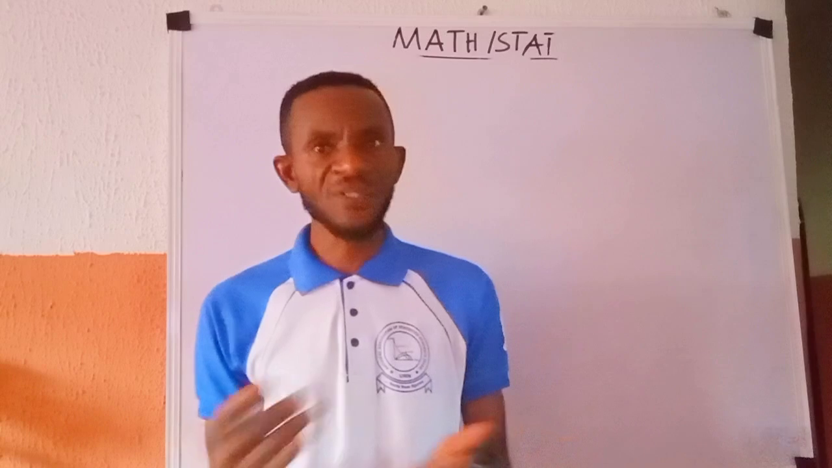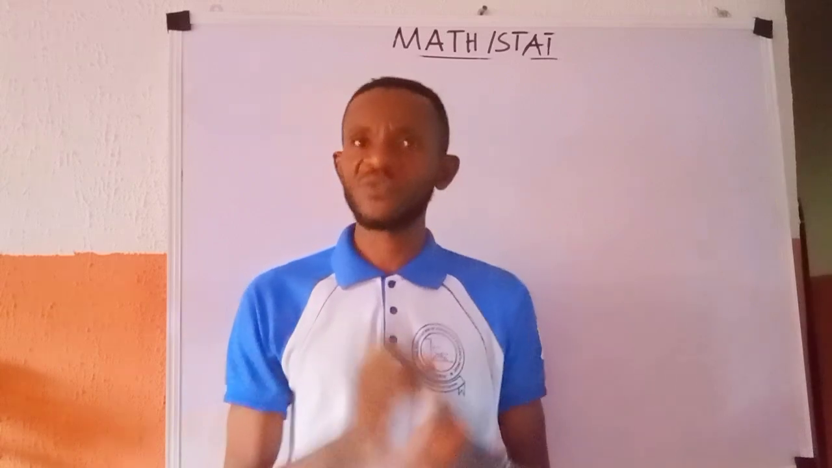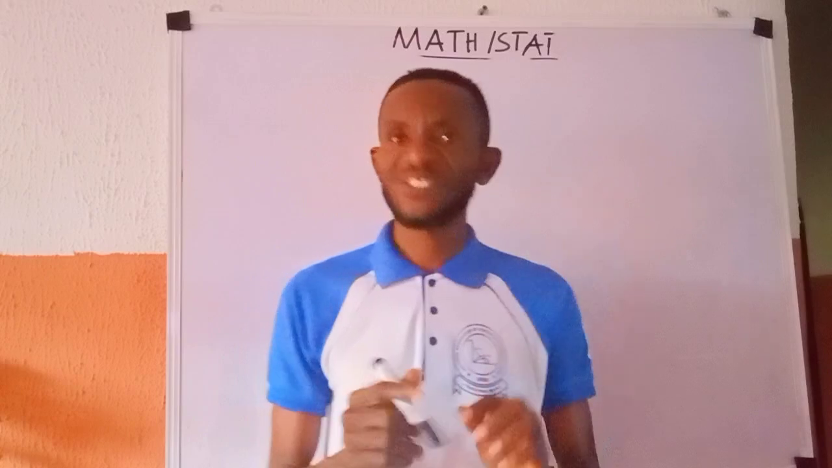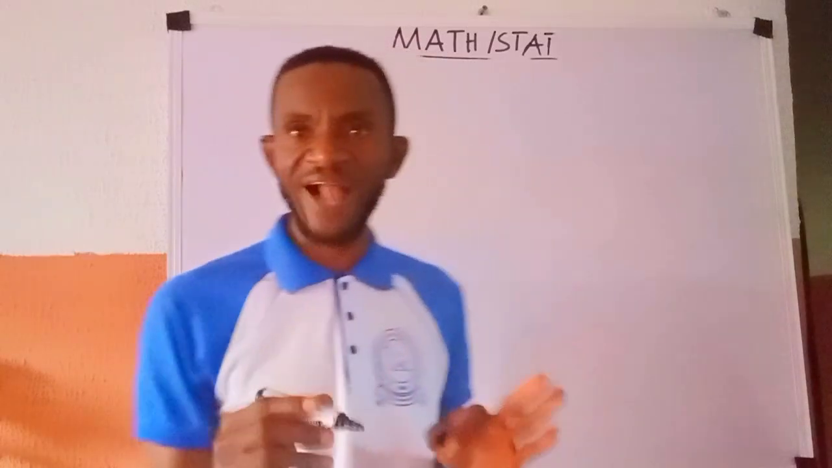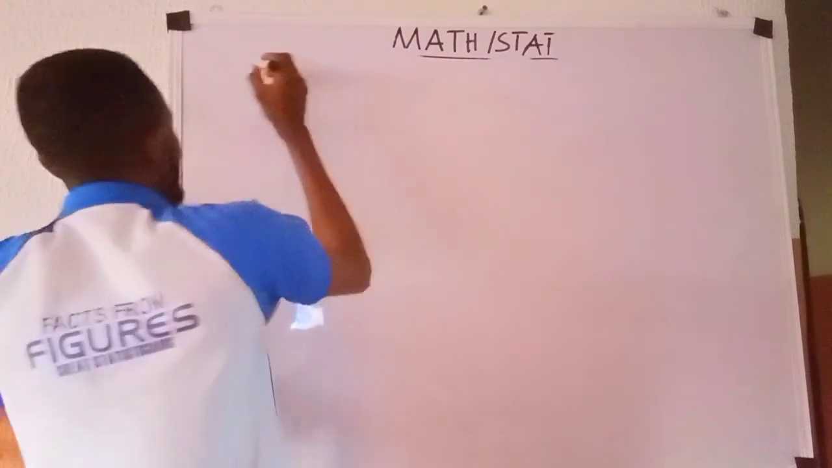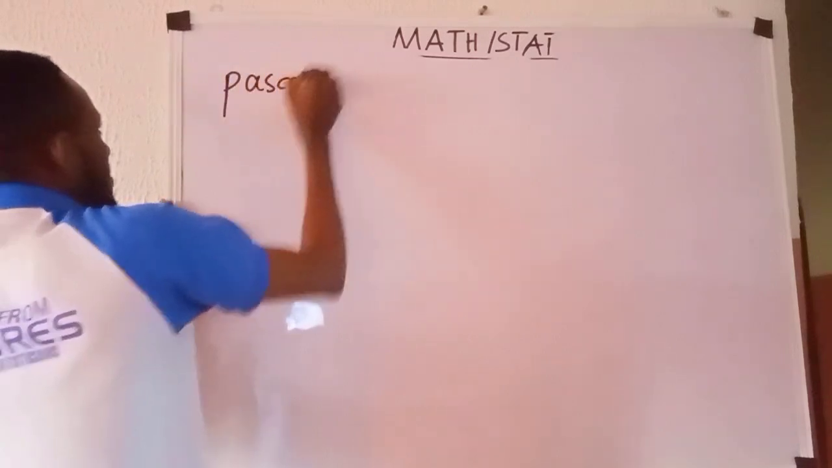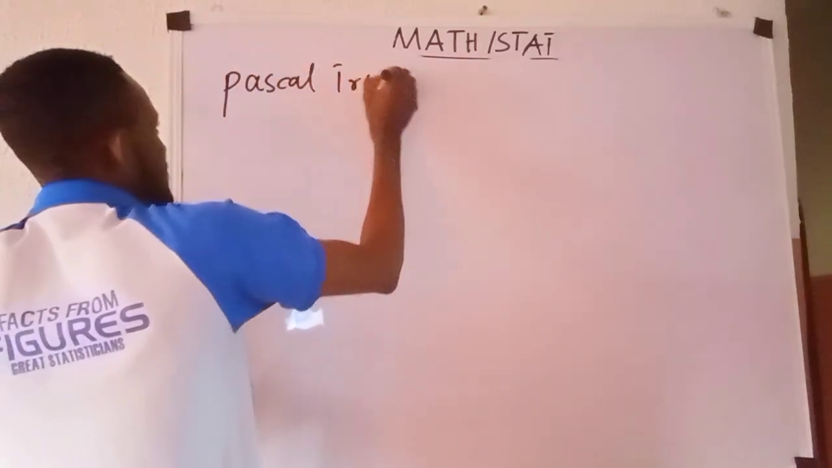And what topic are we talking about here in mathematics? The topic we are talking about is the Pascal triangle. The what? Pascal triangle. So I write it on the board, Pascal triangle.